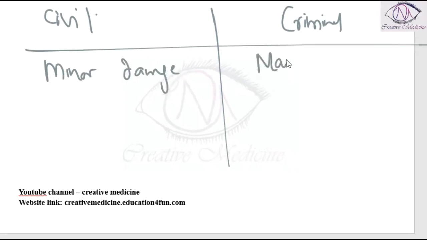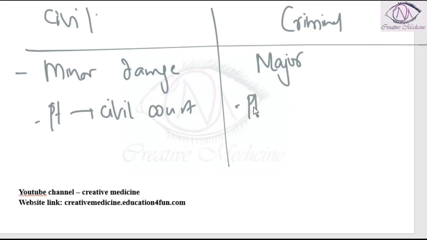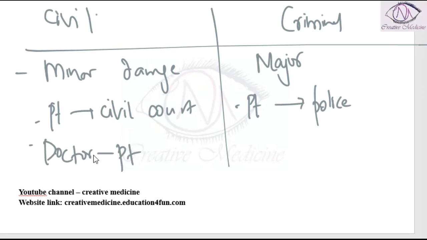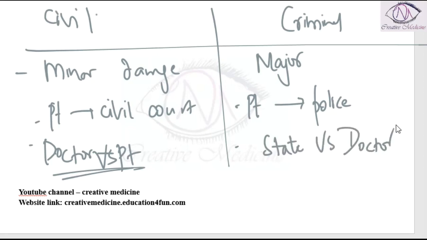Action of patient. In civil negligence, the patient goes to the civil court or consumer court. In criminal negligence, the patient goes to the police. In civil negligence, the complaint is between the patient versus doctor. In criminal negligence, the complaint is filed as state versus doctor.